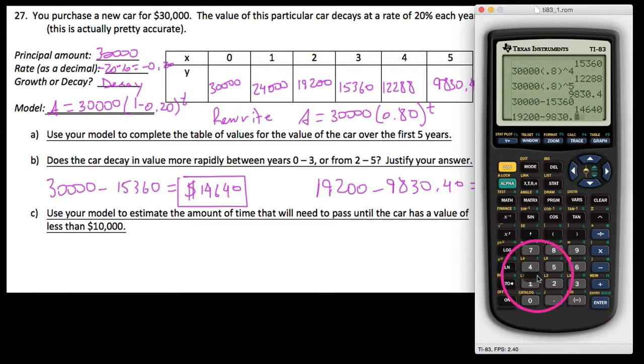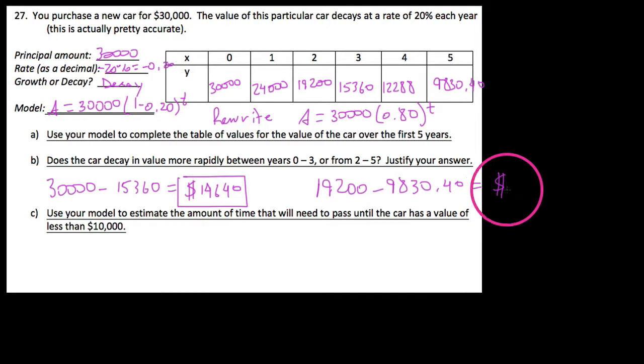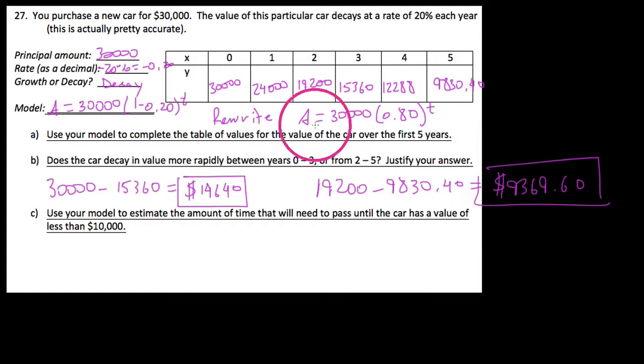The reason why is because when you're finding 20% of a big number, that's a big number. But as the value of our car continues to go down, when you decay by a rate of 20%, 20% of a smaller number isn't going to change by as much. And so we get a 9,369.6. But it only goes down about $9,000 over the second to fifth year, whereas it went down almost 1.5 times as much in the first 3 years.